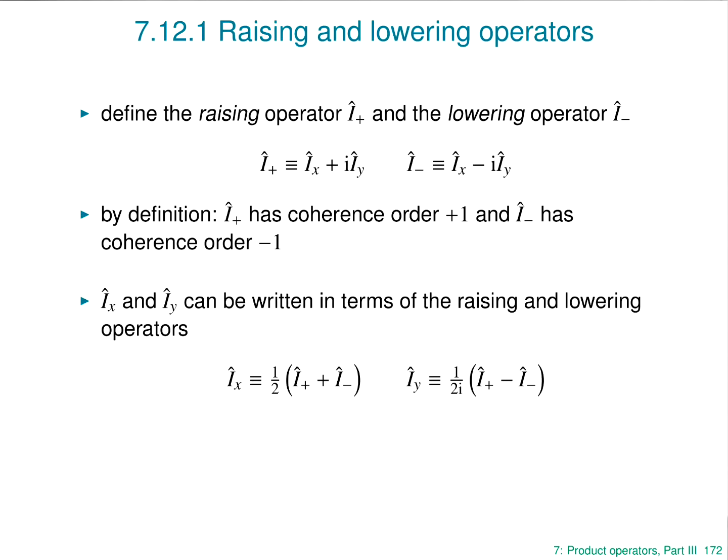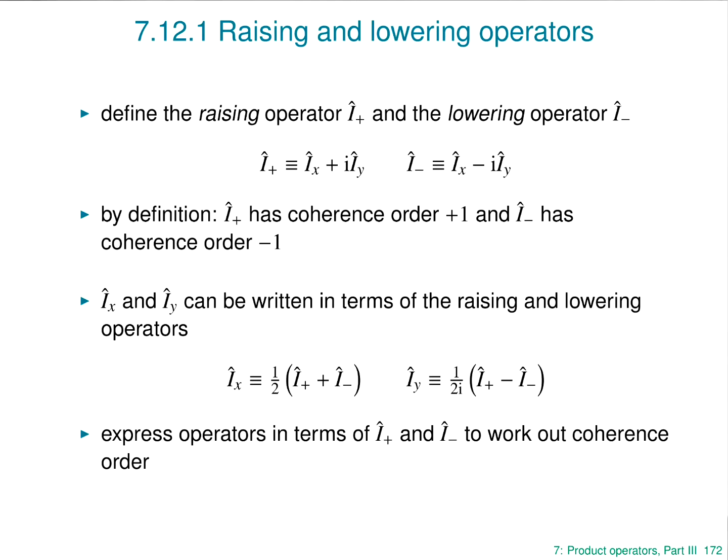So the way to do that is to realize that you can rewrite Ix and Iy in terms of I plus and I minus. So for example, if you add I plus to I minus, the two Ix terms add up and the two Iy terms cancel. So Ix is just equal to a half of I plus plus I minus. And likewise, Iy, you just take the difference of I plus and I minus, and then you've got to fiddle around with a complex i to get it right. But basically, the difference of them gives you Iy. And this tells you that you can express any operator in terms of I pluses and I minuses, and then you can just read off the operator what the coherence order is, because I plus has coherence order +1 and I minus has coherence order -1.